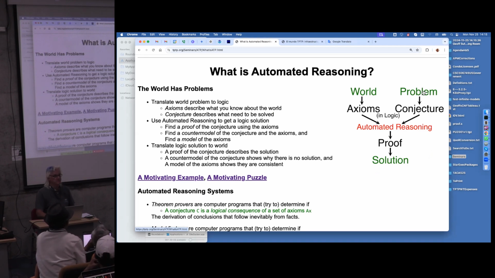And then the problem we write as a conjecture. So this is logic in black. Then we can hand the description of the world, the description of the problem, to the software. The software produces a logic answer, maybe a proof, but there are other types of answer. And then we go to a world solution. So the green is the world problem. We go through this translation and we get a world solution. So that's how we have to do it.